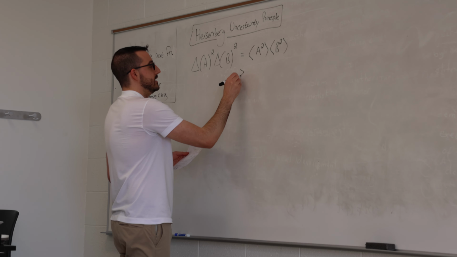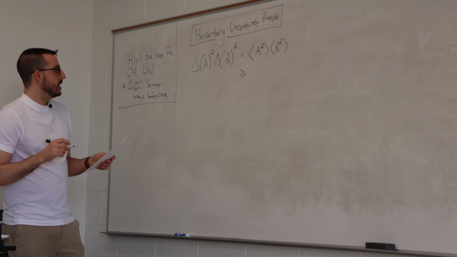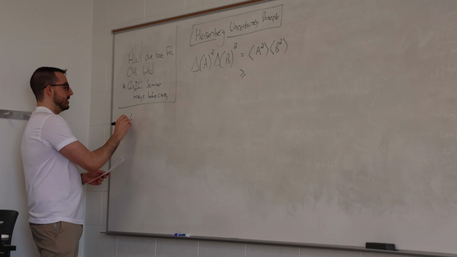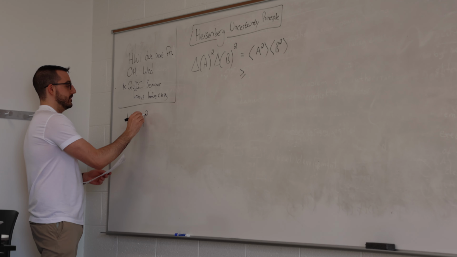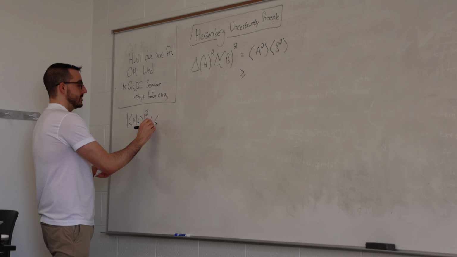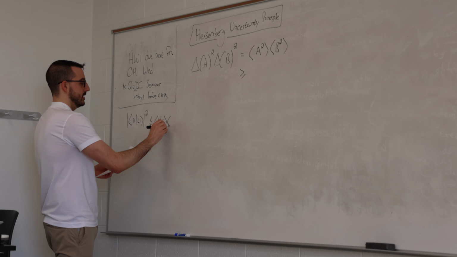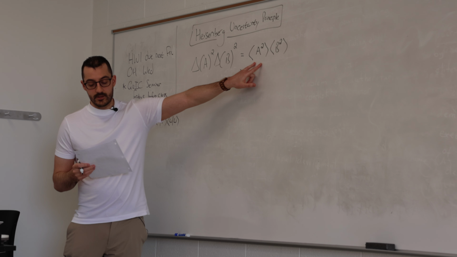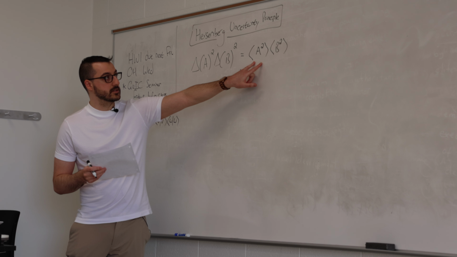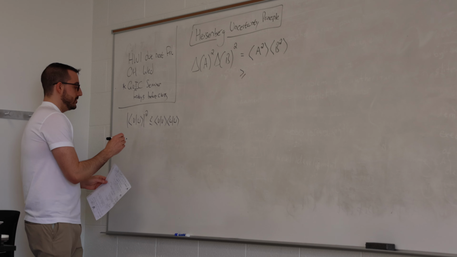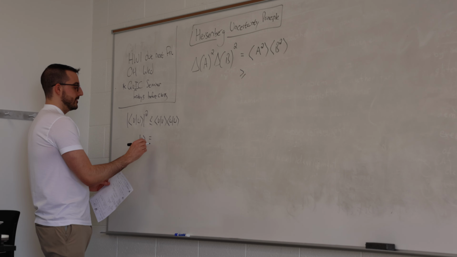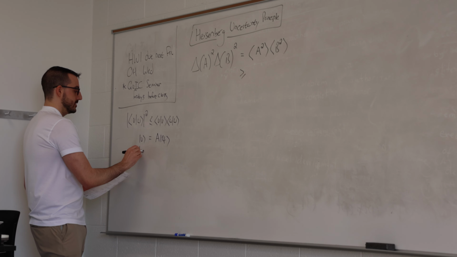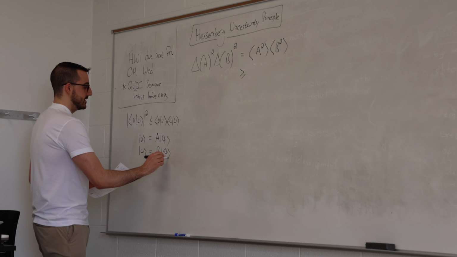The next ingredient you need is the Cauchy-Schwarz inequality, and I will remind you of this over here. The Cauchy-Schwarz inequality says that the overlap between vectors v and w, magnitude squared, is less than or equal to the inner product of v with v and w with w. Remember, this is the average value with respect to a state psi, a wave function psi. To apply this inequality, we set the vector v equal to A times the state psi, and the vector w equal to B times the state psi.